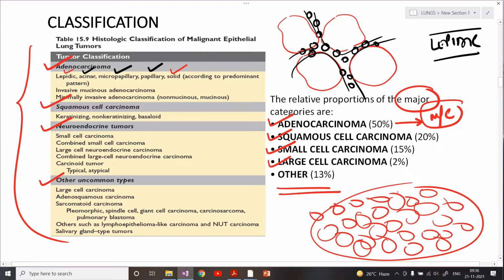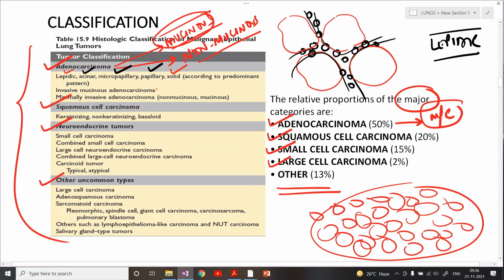This is your adenocarcinoma as a solid sheet of growth. Now, adenocarcinoma has one other way of classification, that is, it can be mucinous, that is, the tumor cells might be producing mucus, or it might be non-mucinous. Why are we dividing? Because the mucinous variety has a worse prognosis compared to the non-mucinous variety.